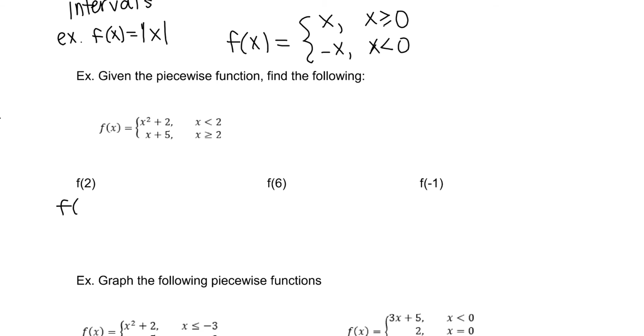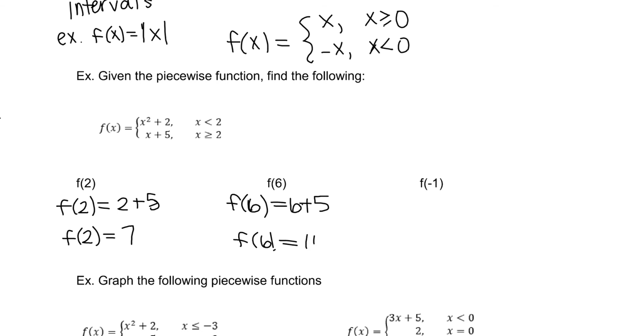So f of 2 is going to equal 2 plus 5. So f of 2 is 7. Now you want to evaluate f of 6. Well, 6 falls in the same inequality, x greater than or equal to 2. So we're going to evaluate again for x plus 5. So f of 6 equals 6 plus 5. So f of 6 is 11.